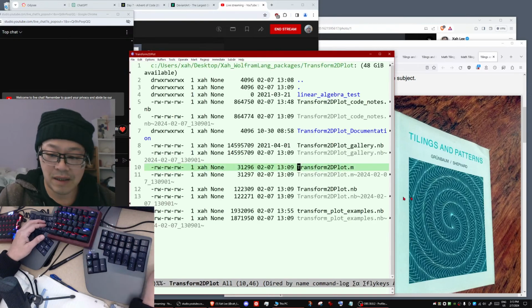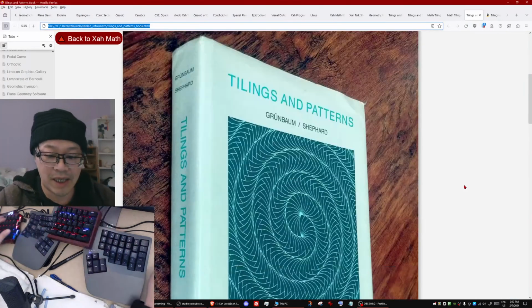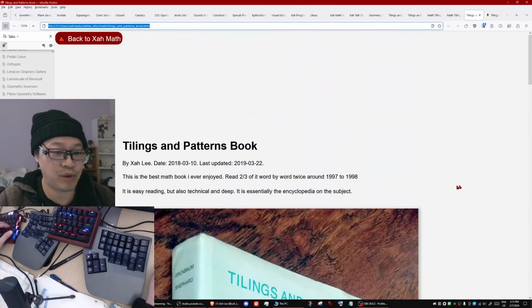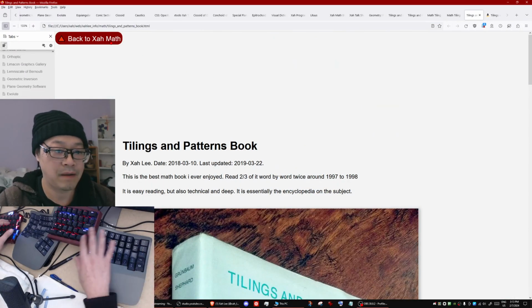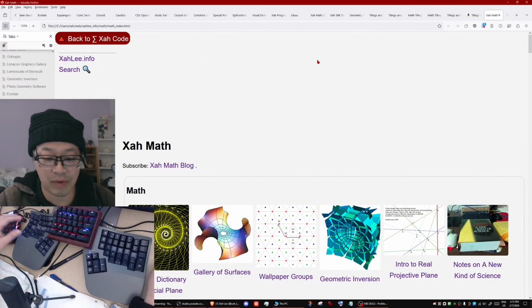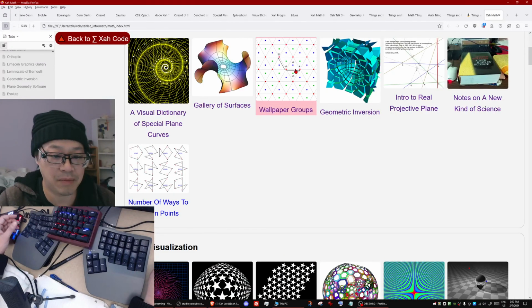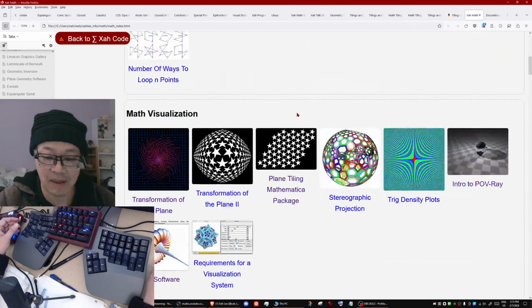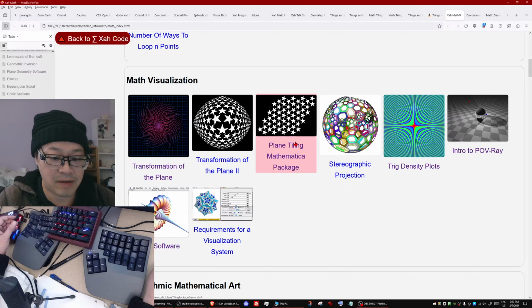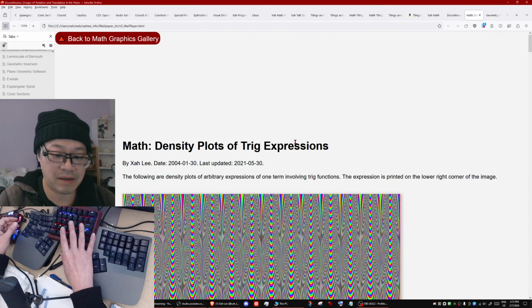Okay, so Tilings and Patterns. I recommend this book, and let's see what else. Yeah, so I wanted to show you that particular. Okay, so let me show you some of these things related to tilings and patterns. Okay, so open that. I already showed that.